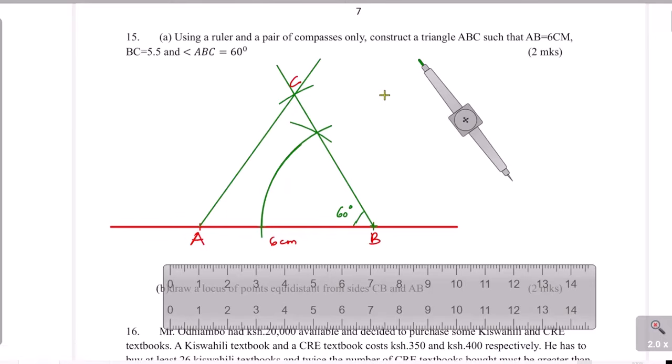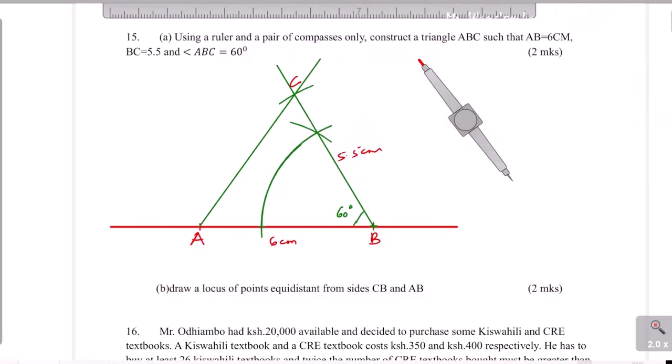So this is 5.5 centimeters. So that is the first part. So we've constructed the triangle ABC. So the second question, part B, is draw the locus of point equidistant from sides CB and AB.